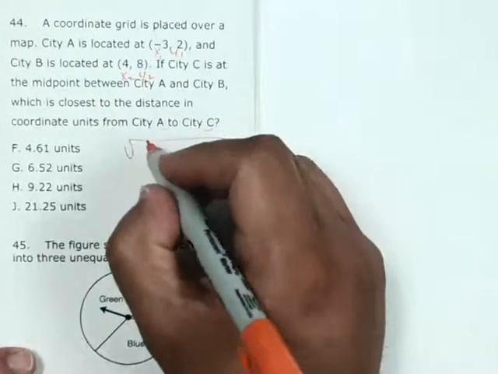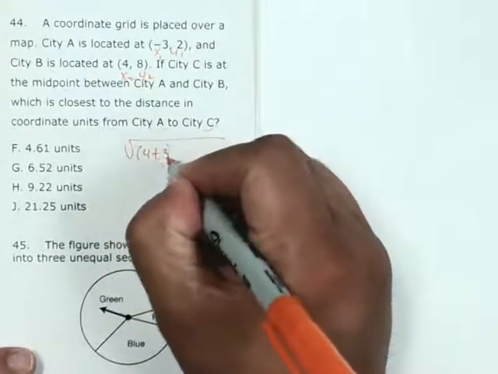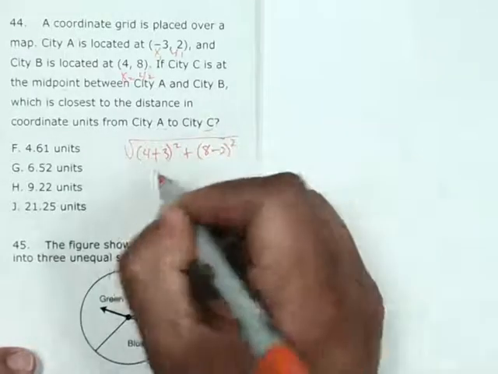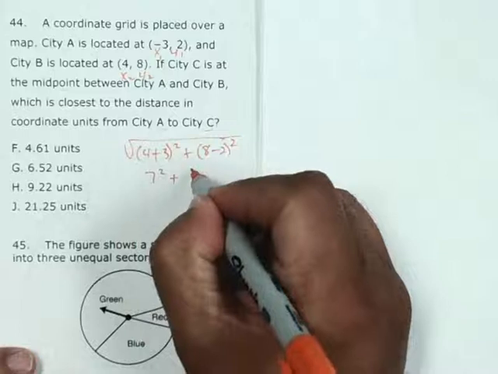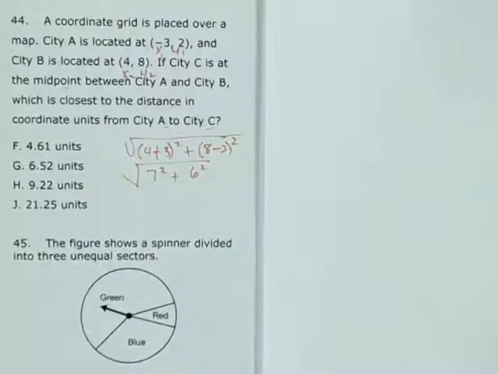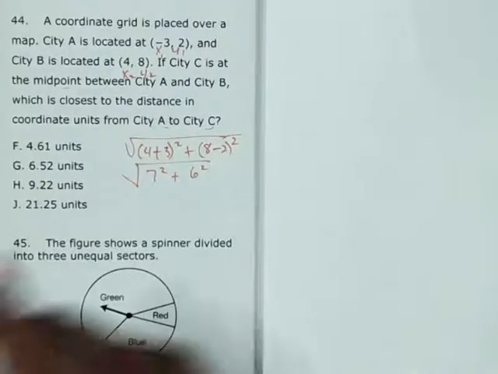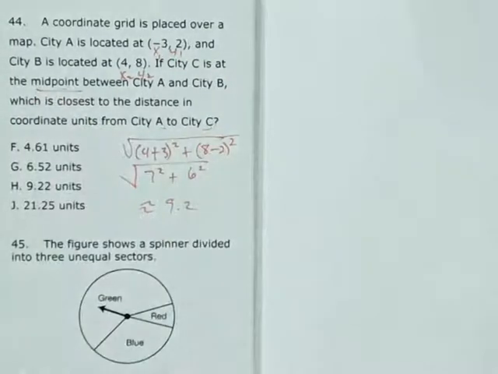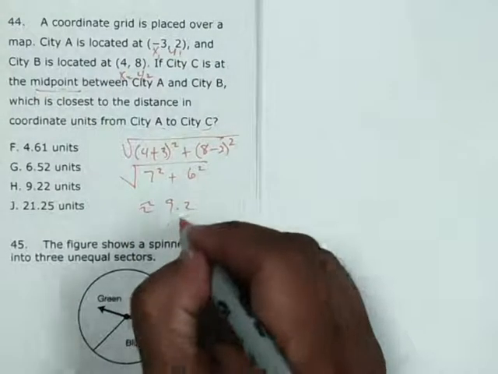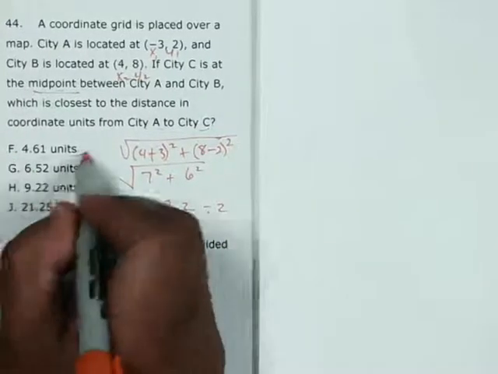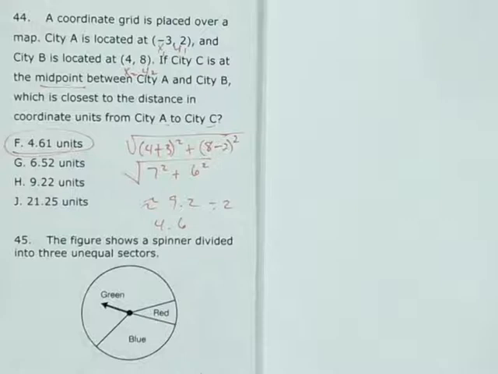And then we have to put this in the formula. So we're going to have 4 minus negative 3 squared plus 8 minus negative 2 squared. That's 7 squared plus 6 squared. And we put that in the calculator, and we get that that's about 9.2. But since it's the midpoint, we have to divide that by 2, and we get 4.6. So AF is the right answer.